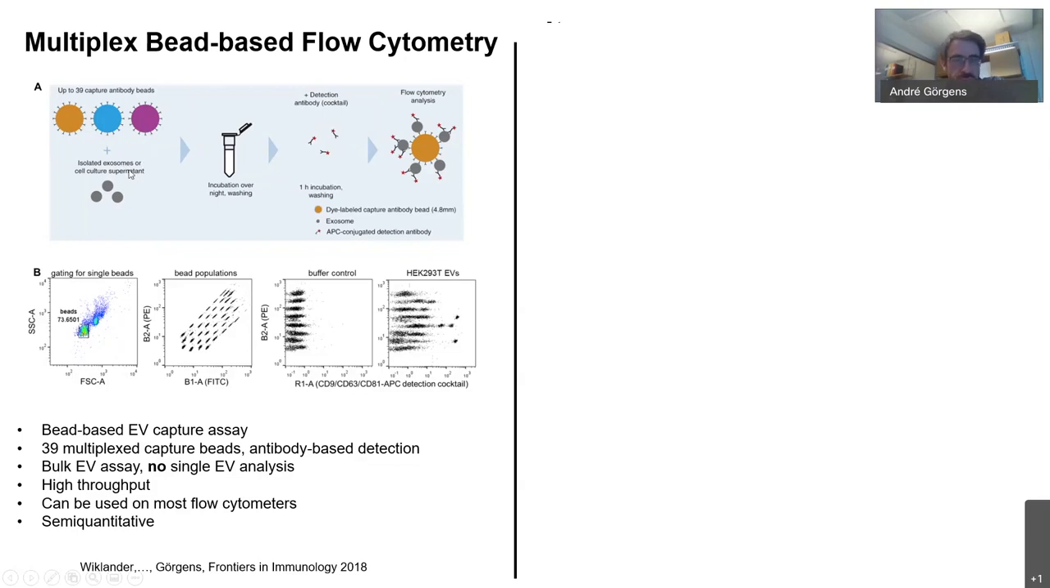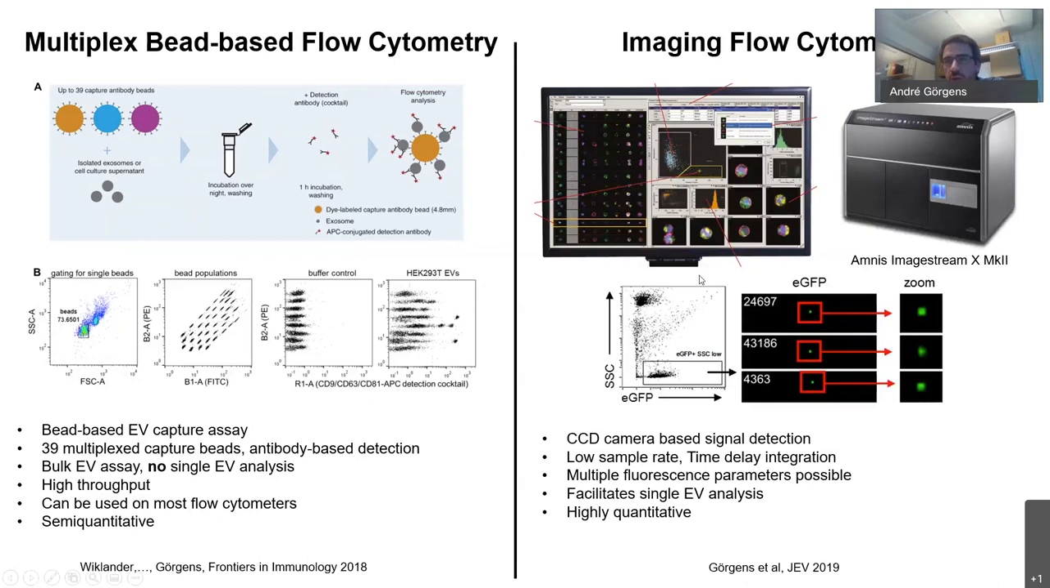Okay. Perfect. So on the top left, you see here that this assay is comprised of different antibody capture beads, which are hard dyed and can be identified in a multiplex way. Then you incubate those beads with EVs, stain them with the secondary antibodies, and you can detect if a certain marker set is co-expressed. We'll come to the details in a second, but basically it's a multiplex assay. It can be measured relatively fast on most flow cytometers, and it gives you semi-quantitative information about your sample, the EVs in your sample.